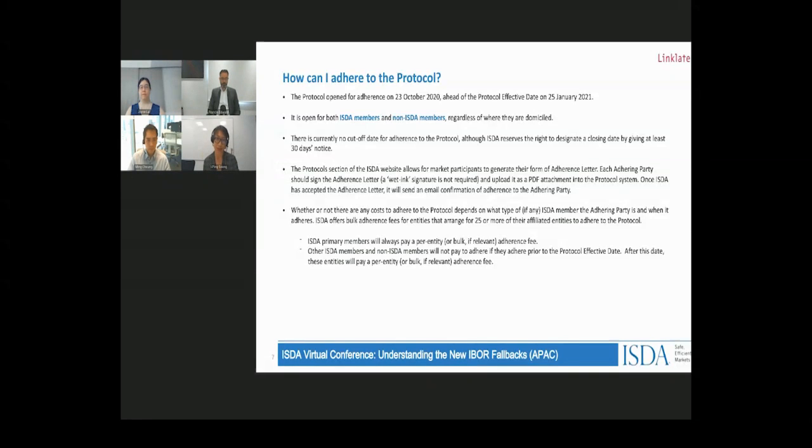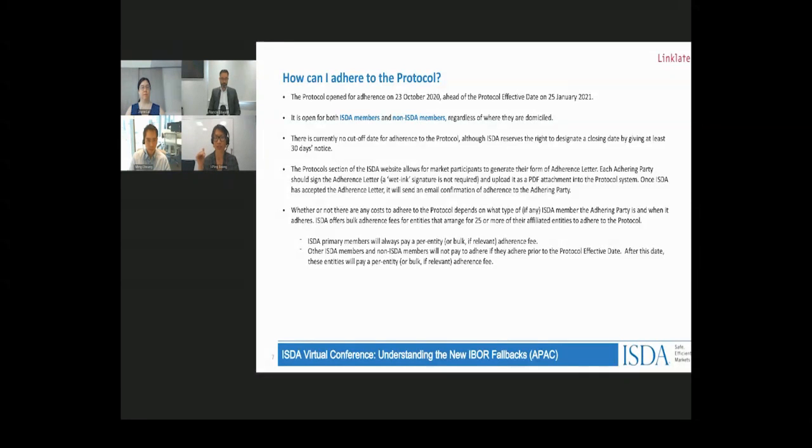And how do you sign up for this? Well, it's very easy. I think we're all familiar with how you sign up to protocols. You go to the protocols section of the ISDA website, and it allows you to generate your own form of adherence letter, and then you sign the adherence letter. You don't need a wet ink signature. You obviously e-sign your letter.